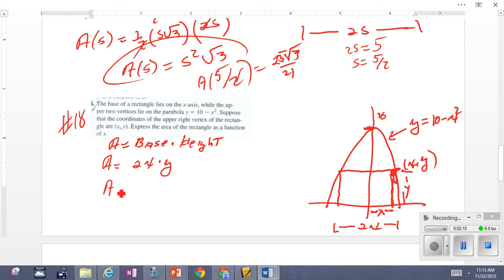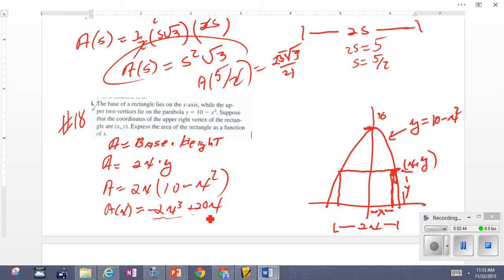So we now have the area is equal to 2x times 10 minus x squared. Alright, so the area as a function of x is negative 2x cubed plus 20x. That's the area as a function of x. And while I'm at it, I think I'm going to optimize this just to show you again how we do this with the calculator. So we'll be back and do that optimization in just a minute.